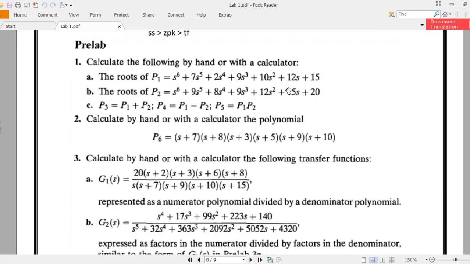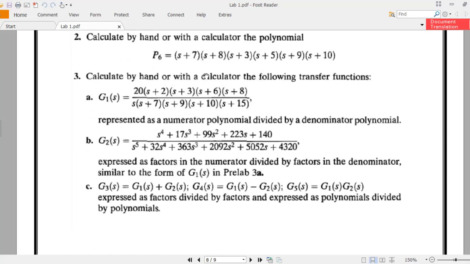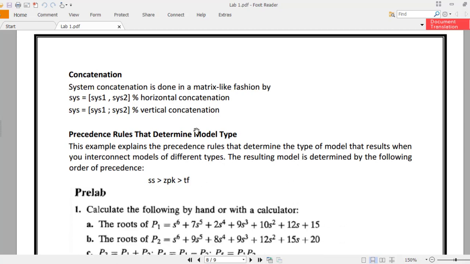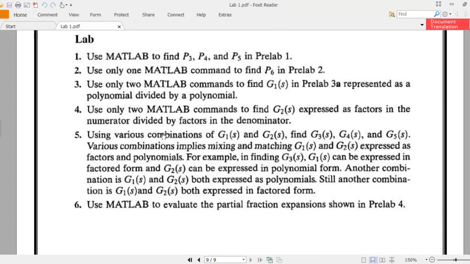Like this, you need to use only one command to convert P6. And what is basically P6? We can see over here that P6 is s plus 7 into s plus 8 into s plus 3. So you'll just declare it in MATLAB, or convert it or multiply it. You can use any command, but you need to use only one command to calculate this polynomial. Similarly, you need to use only two commands to find g1 of s and lab 3a represented as a polynomial divided by a polynomial. So basically 3a is this ZPK and you need to convert it to TF. I guess they are pretty much easy, so I hope that the things are pretty much clear to you now.